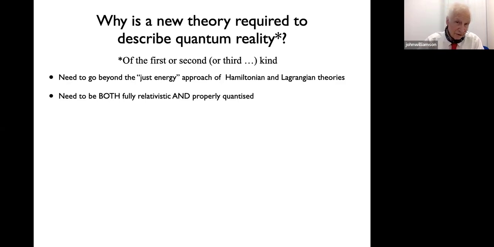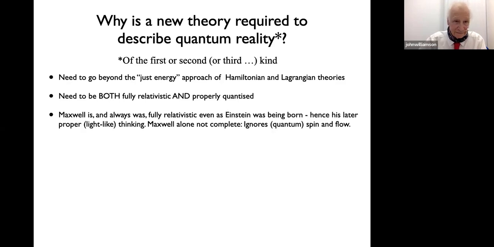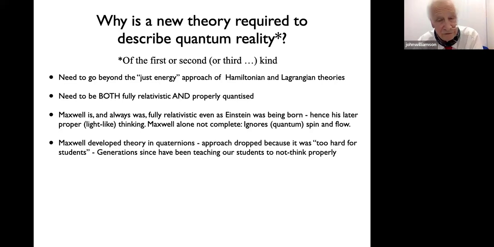So the quantization that arises in Dirac theory is really pretty hairy, as many of you may know, as a lot of you are trying to work on those. We need a better theory, that's the thing. Now, Maxwell always is, and always was, fully relativistic. Even as Einstein was being born, that was relativistic. And actually, his development there was really based on proper thinking about how light transforms, as I will demonstrate later. Now, Maxwell, while relativistic, is not complete and ignores quantum spin and flow, amongst many other things. It's also vastly under-constrained. Lots of things are solutions to Maxwell's equations which are not physical.